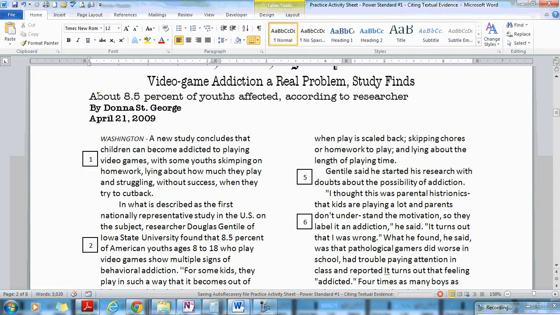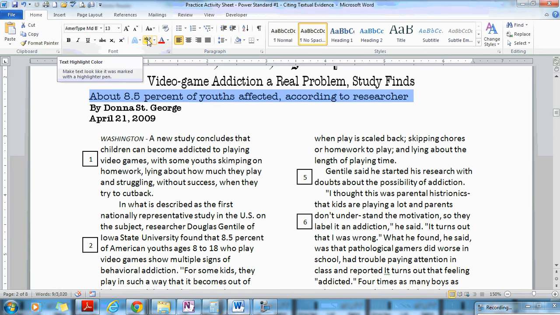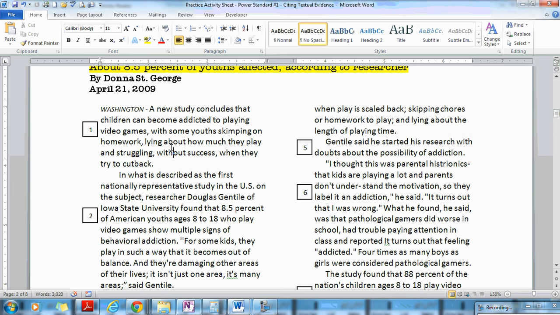About 8.5% of youth affected according to research. Bam, that's a yellow because that's evidence that supports it could be a real problem. Very good. A new study concludes, so we're going to go ahead and read. Now you're going to hear some silence because I am reading and I am highlighting. So remember, we're looking at our question, is video addiction a real problem?